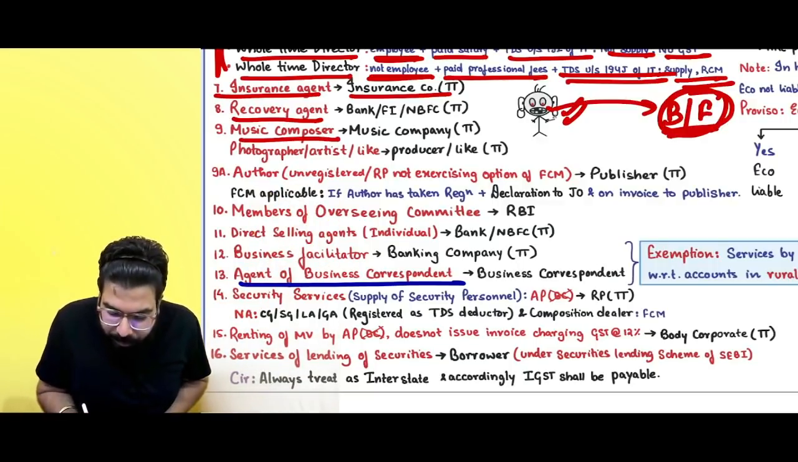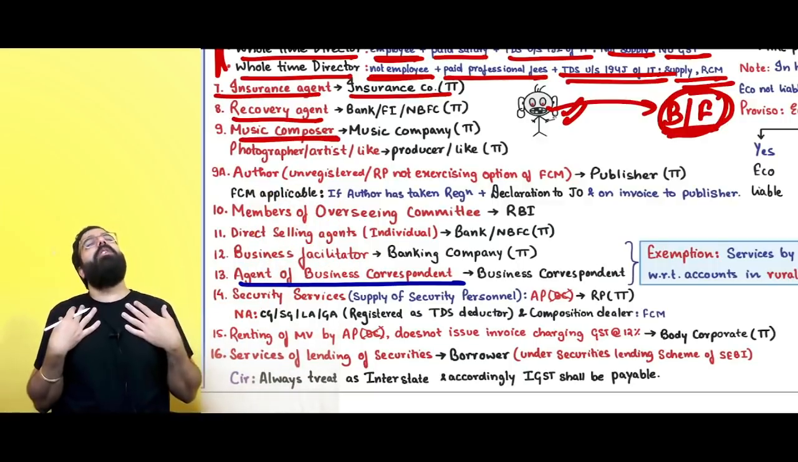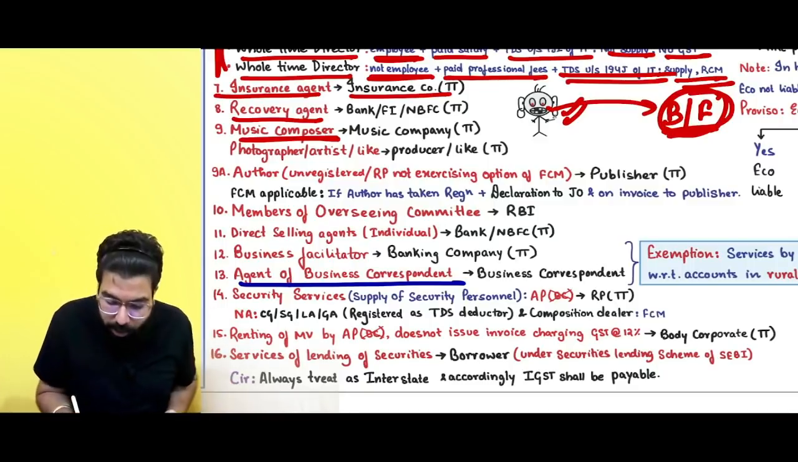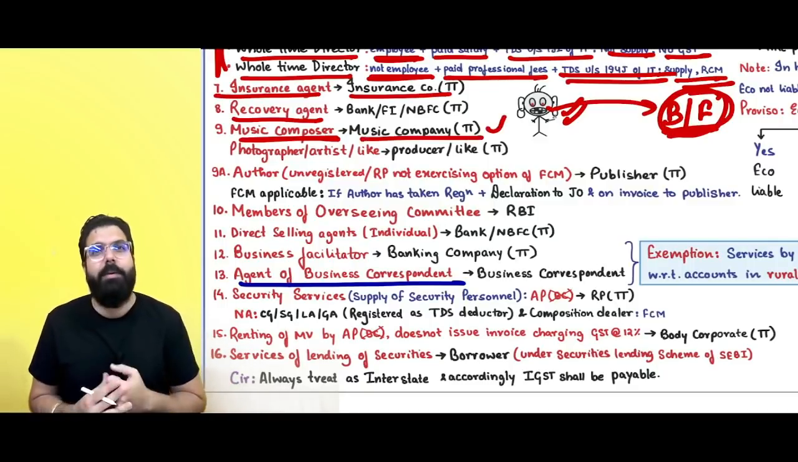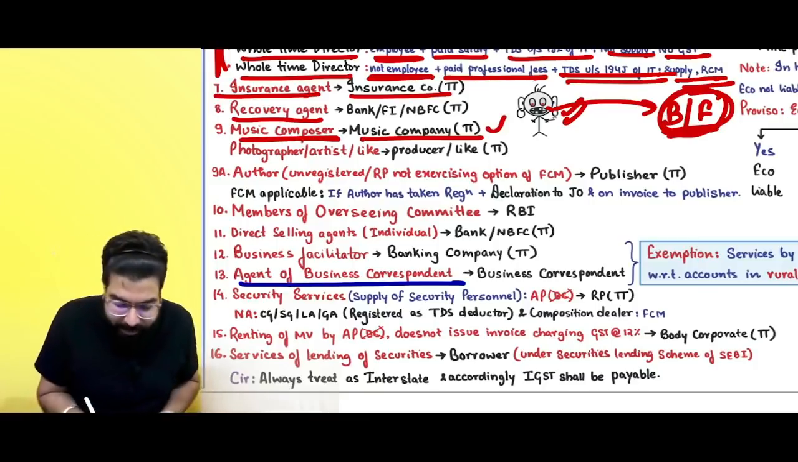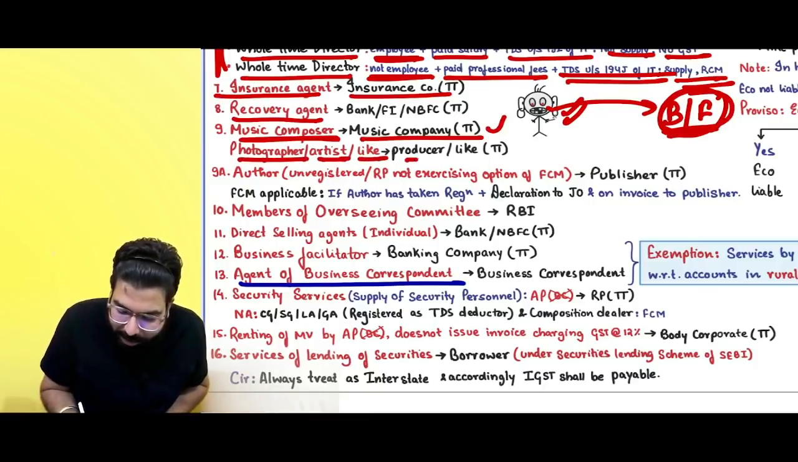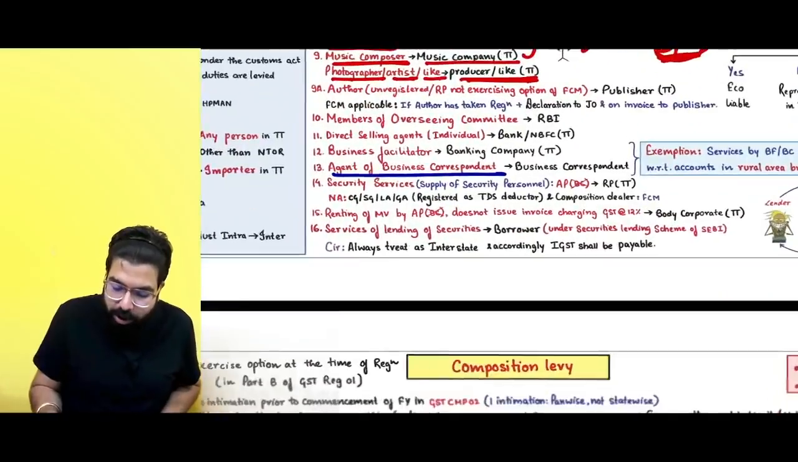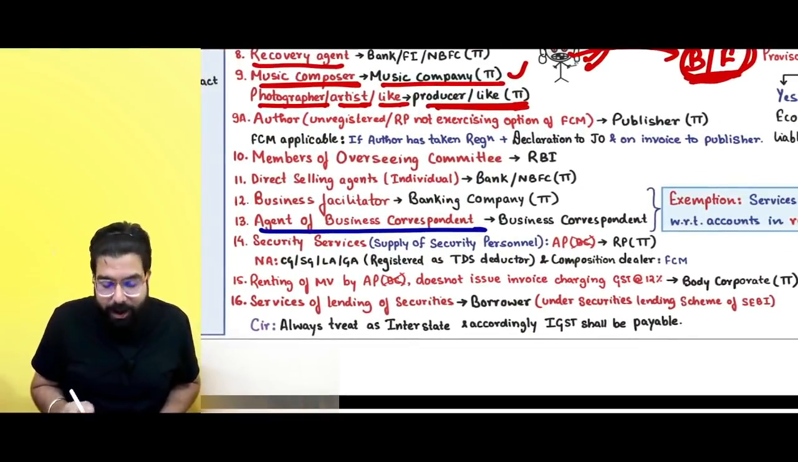Music company, music composer. I am a music composer. I am singing a song. I composed a song, gave it to a music company. The music company, being more organized, the government told the music company in the taxable territory to pay the GST under RCM. Photographer, artist, or like, giving services to a producer. The producer, being more organized, is told that you have to pay the GST under RCM.